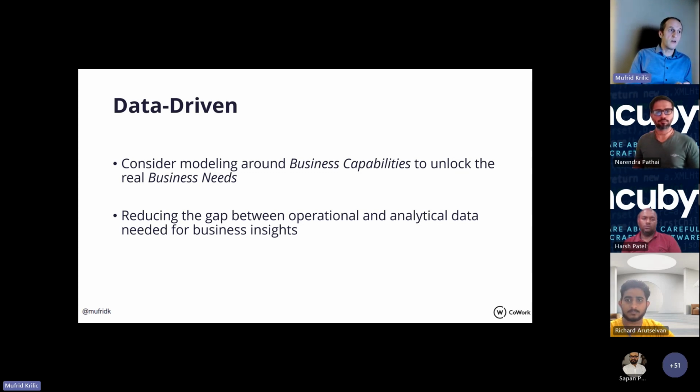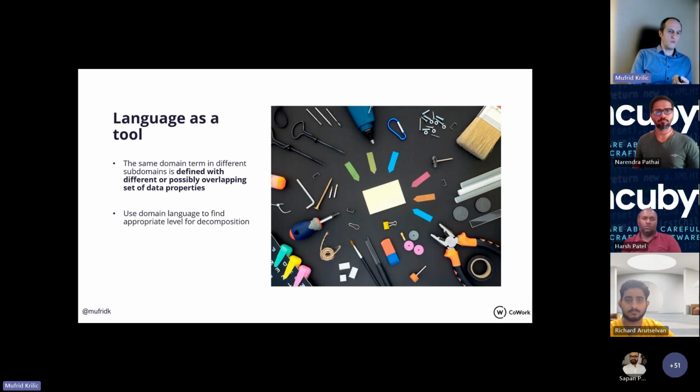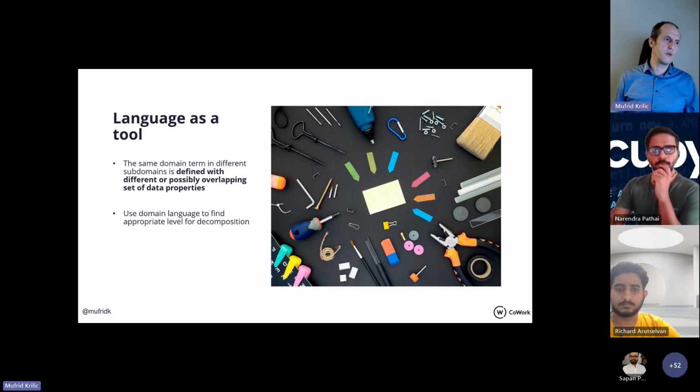And to get there, you use language as a tool. The same domain term in different subdomains is defined with different or possibly overlapping sets of data properties. So you might also consider duplicating some data properties across different terms or parts of the domain model. And you want to use domain language, not the legacy system language, to discover this. This is where domain-driven design shines.